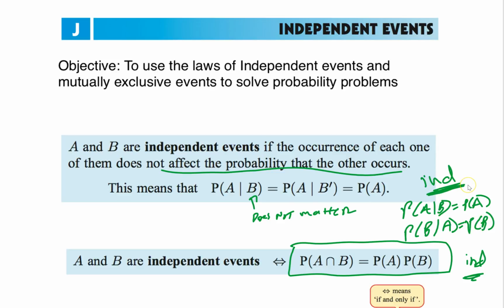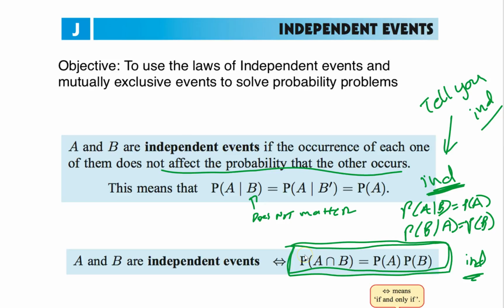Very important. You can't assume it's independent. That's the number one rule. They have to tell you. They're going to be like, hey, these two are independent. Then you could use the formula. Then you could do this, or more importantly, you could use the formula right here. So again, it's only when they tell you. You can't assume. They're going to tell you, or they're going to ask you, are these independent? And then you can use the formula.